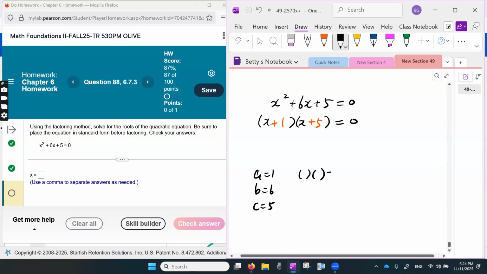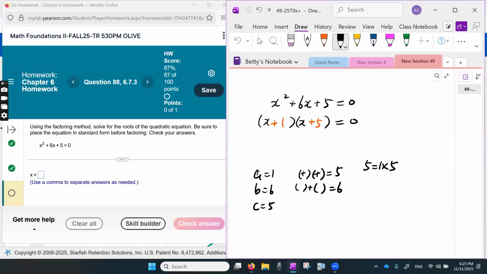You need the two integers that multiply to C, add up to B, right? Both of them are positive. You can factor C. The only way to factor C is 1 times 5. So plus 1 plus 5. 1 and 5 multiply to 5, add up to 6, right?